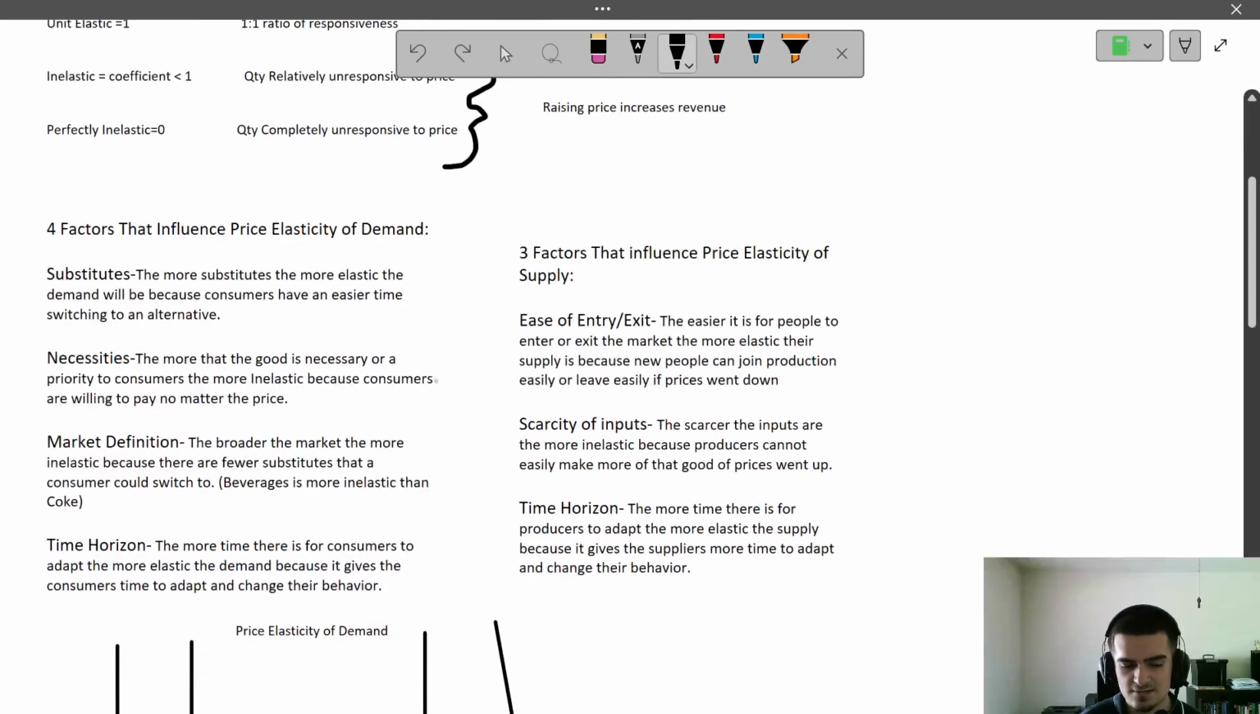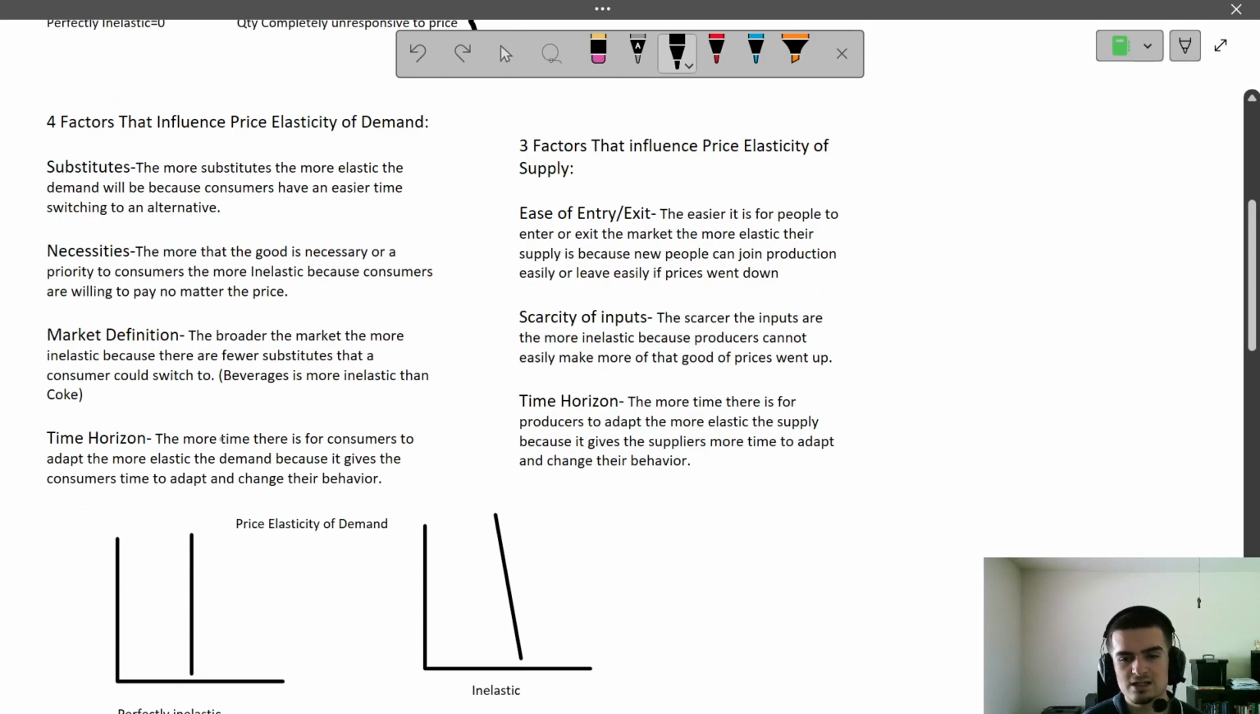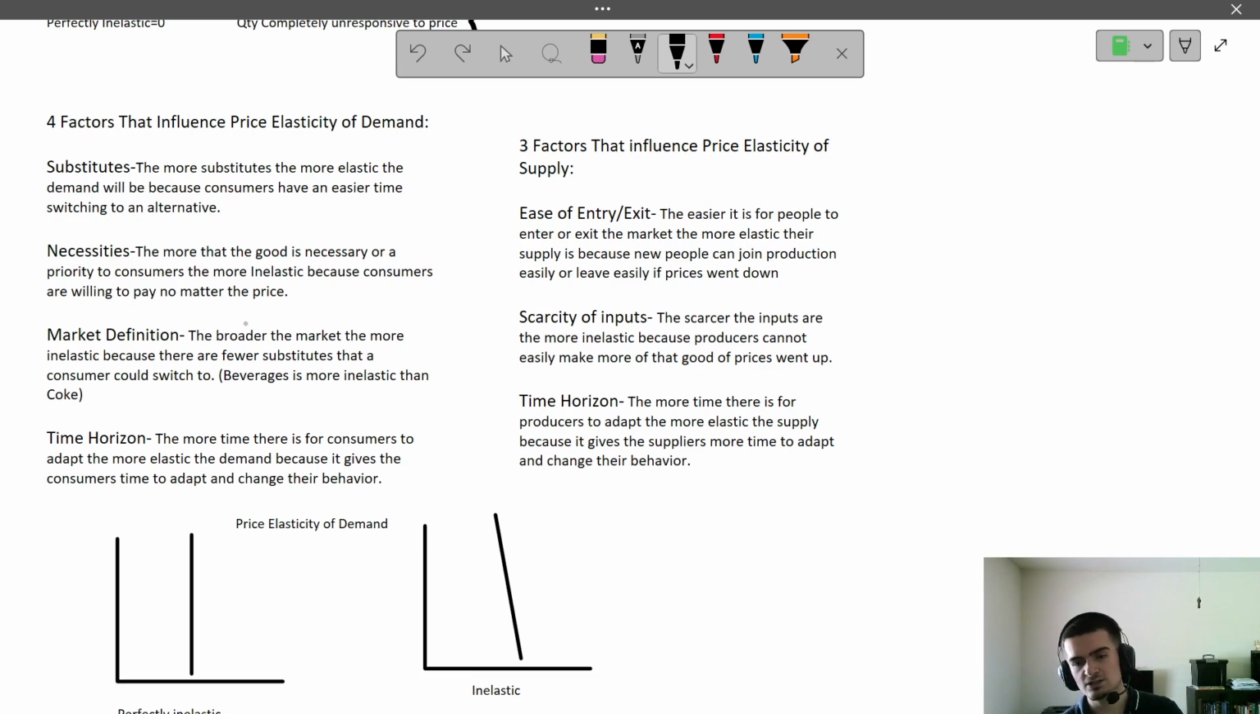And elasticity is kind of like a spectrum. Something could be inelastic, but there's stuff more inelastic than it. So to get back to market definition, gasoline is inelastic, but energy is more inelastic, because our society needs energy. We can switch from gasoline to something else, a different form of energy. But because energy is a broader definition, it's more inelastic.